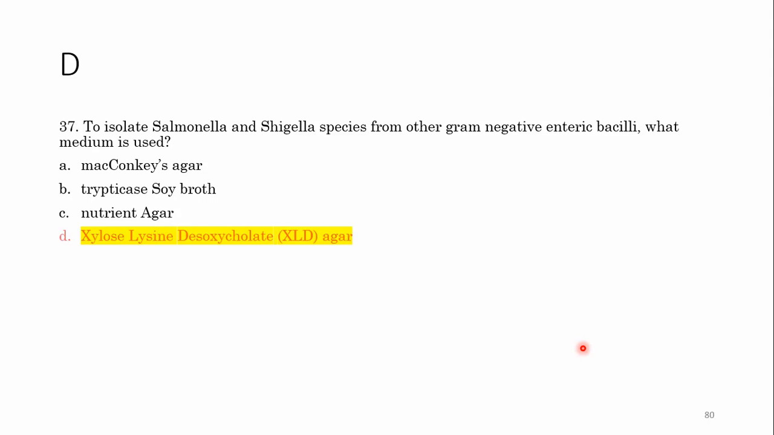Xylose lysine deoxycholate agar is one of the culture media used to identify Enterobacteriaceae. XLD is a selective as well as differential medium used to isolate Salmonella and Shigella species. In XLD, Salmonella show colorless colonies with black centers. On the other hand, Shigella species show colorless colonies without black centers since Shigella species are not H2S or hydrogen sulfide producers. Okay? So number 37, letter D.